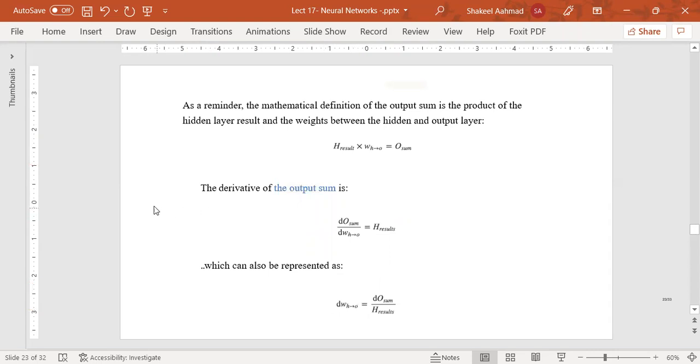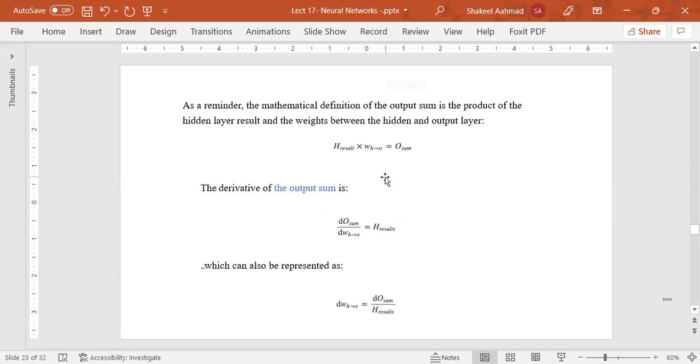So how we can use the mathematical definition of the output sum: it is the product of the hidden layer result and the weights between the hidden and output layers. This is how we calculate output sum. Hidden results multiplied by the weights from the hidden layer, and the multiplication of both values is called output sum.